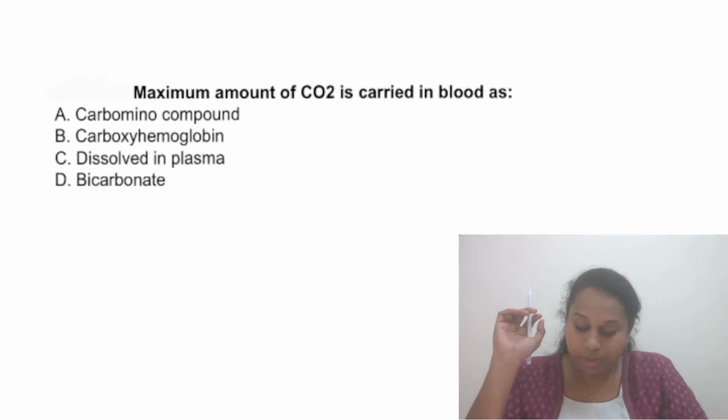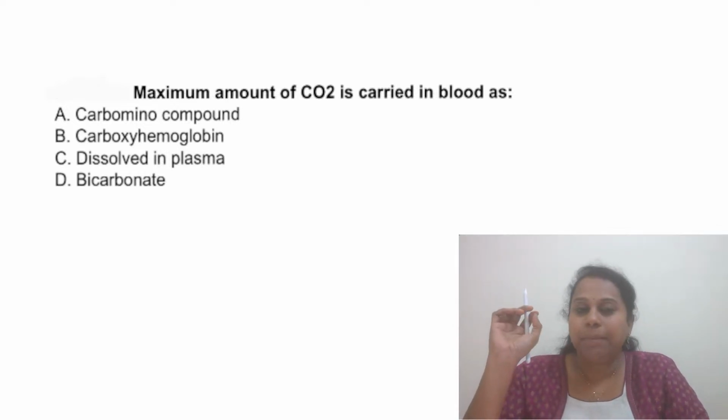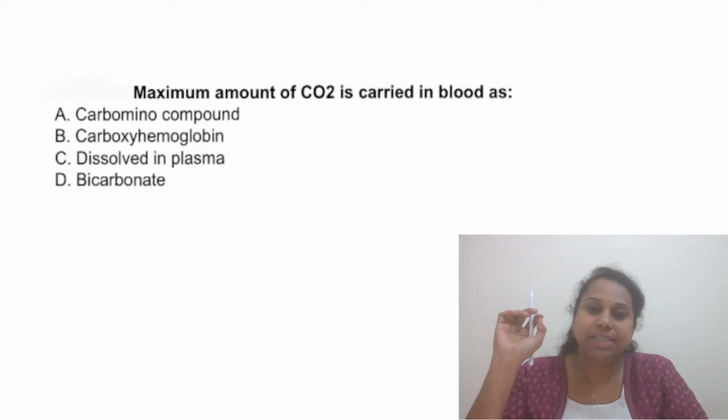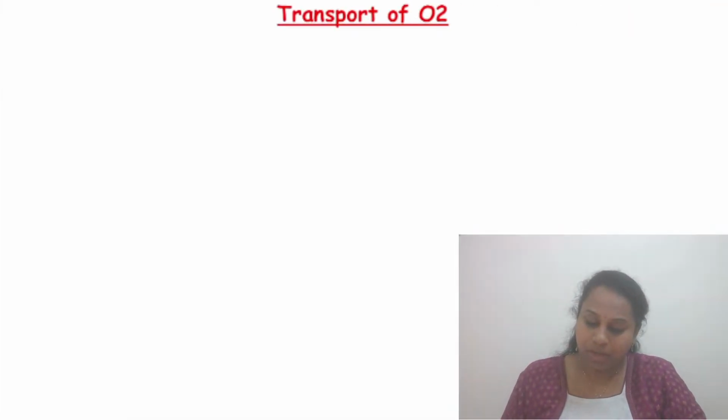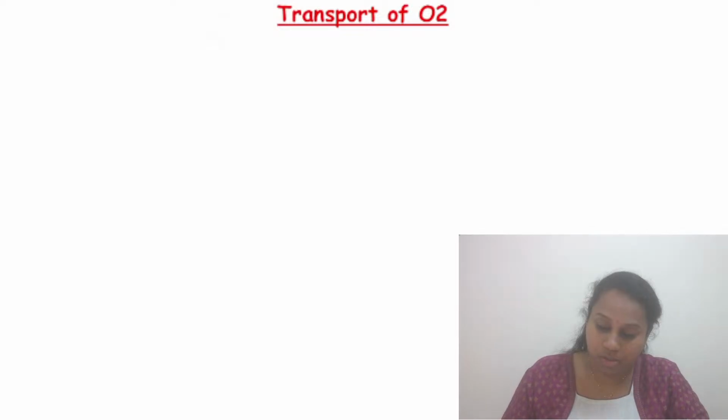So this next topic is on respiratory physiology. Maximum amount of carbon dioxide is carried in the blood as... So this is about transport of oxygen and carbon dioxide. Transport of oxygen. First let's do oxygen.